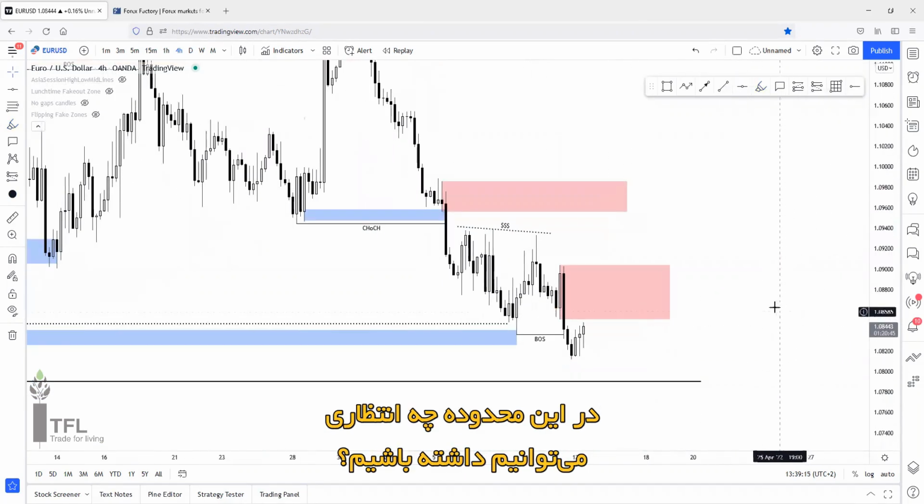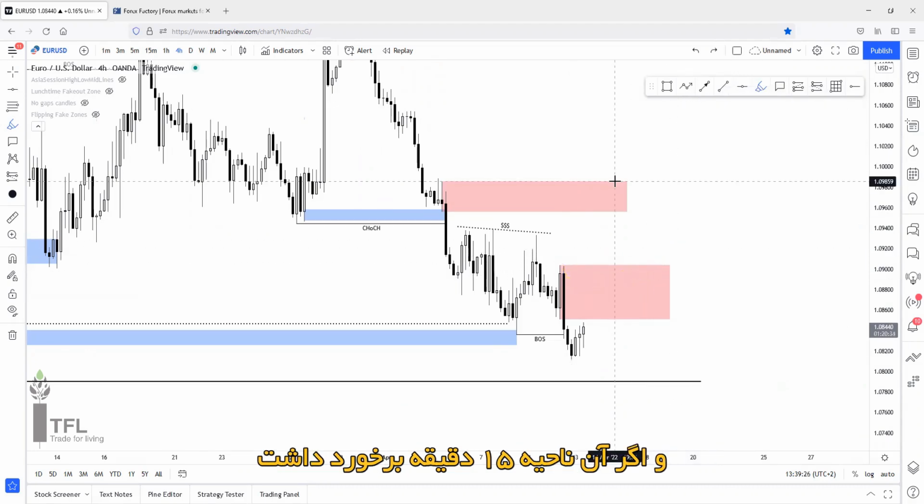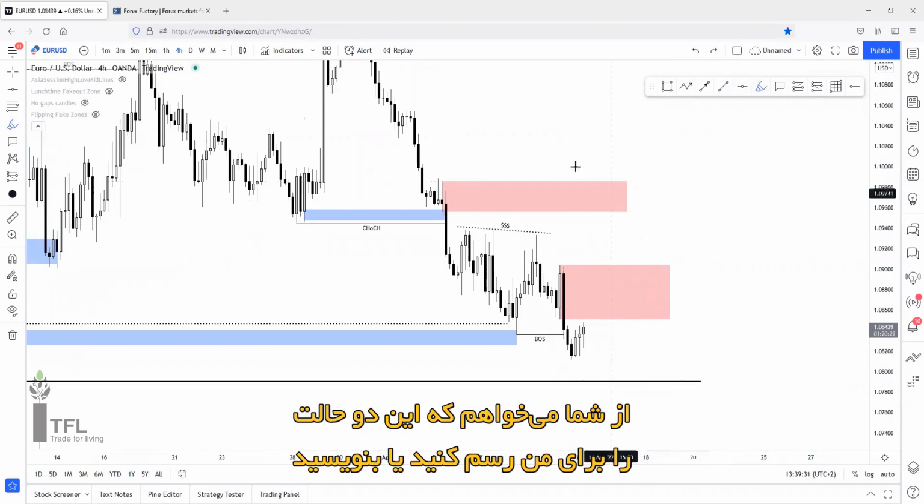What can we expect from price at this region? We will be able to refine this 4-hour zone to some cleaner 50-minute zone, somewhere around here at the top. And if that 50-minute zone is tapped, we have two possibilities. I want you to draw or just write down the two possibilities for me.